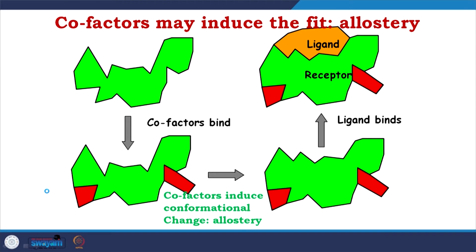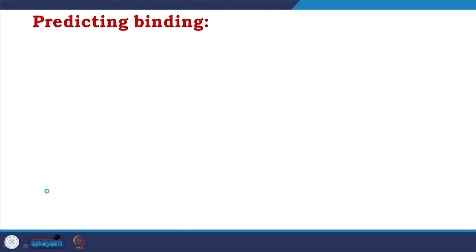So, as I told, the cofactor may induce the fit, and that is called allostery. As you could see, when the cofactor binds, the binding induces a conformational change and then the ligand binds, this is called allostery.